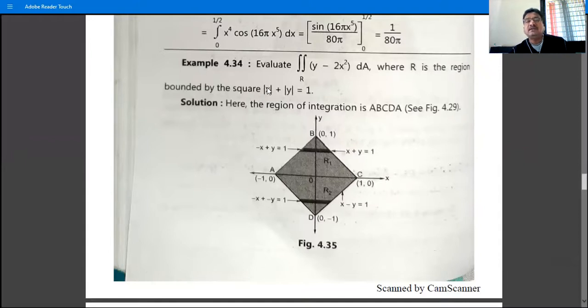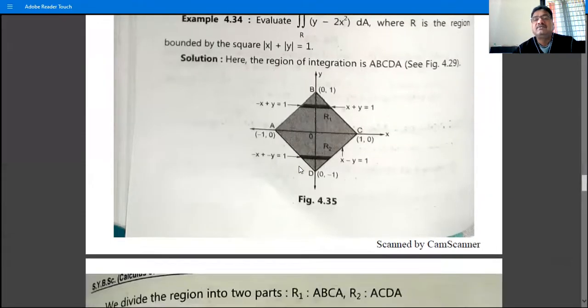Suppose x is negative. So minus x plus y is equal to 1. This is the line, because if you substitute y is 0, then x is minus 1, so the point minus 1, 0. And if you substitute x is 0, y is 1, so 0, 1. So this is the line minus x plus y is equal to 1.